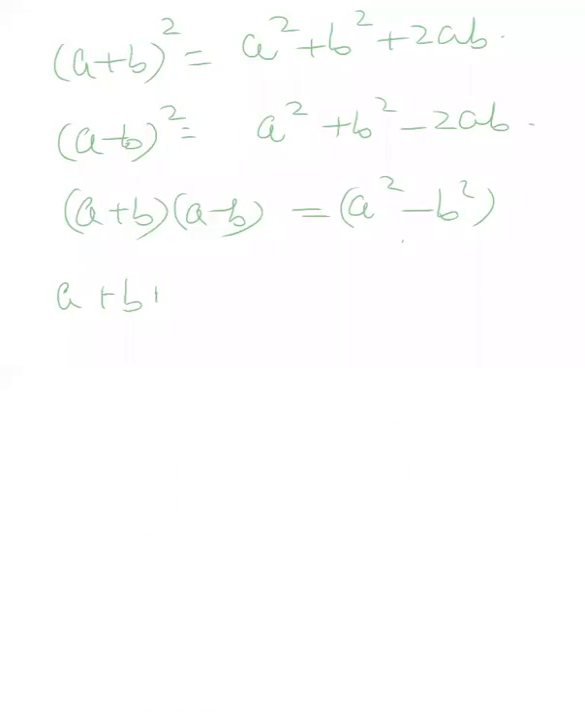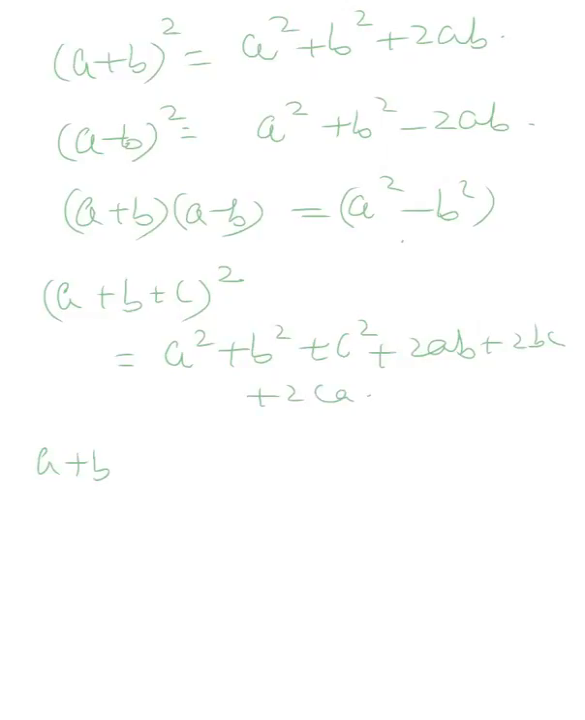(a plus b plus c) the whole square is a square plus b square plus c square plus 2ab plus 2bc plus 2ca. Or a plus b minus c, where any one is taking the sign as minus. So this will be a square plus b square plus c square plus 2ab. A and b both are positive, so it's coming as 2ab. A positive, c negative, so minus 2ac. B positive, c negative, so minus 2bc. Right? If two are negative, accordingly you can write the formula for two negative or three negative and so on, anything you can use, right?